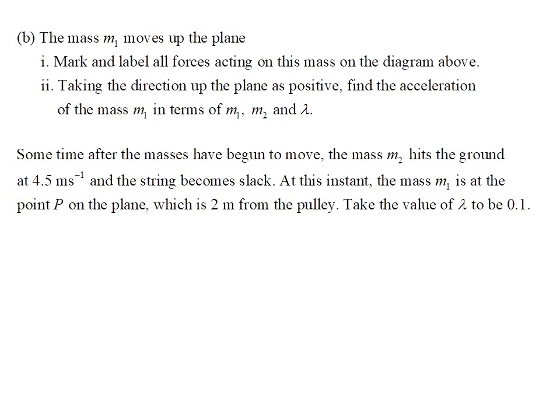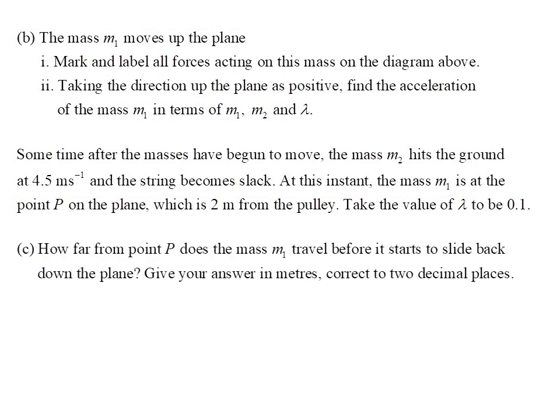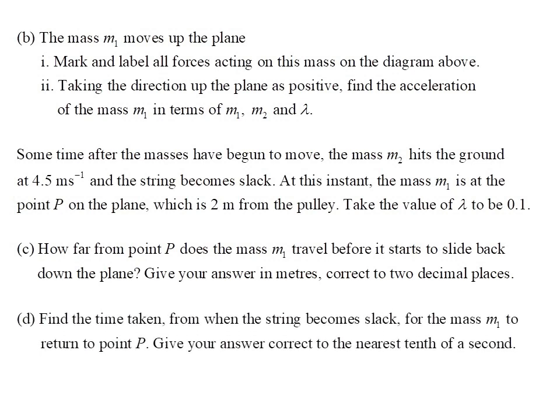Now the criteria for part C and part D are also changed. It says sometime after the masses have begun to move, the mass m2 hits the ground at 4.5 meters per second and the string becomes slack. At this instant, the mass m1 is at point P on the plane, which is 2 meters from the pulley. Take the value of lambda to be 0.1. Part C is to ask how far from point P does the mass m1 travel before it starts to slide back down the plane. Part D is to find the time taken from when the string becomes slack for the mass m1 to return to point P.